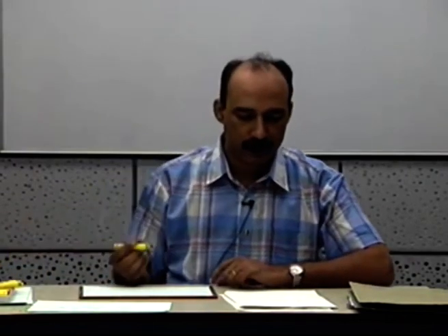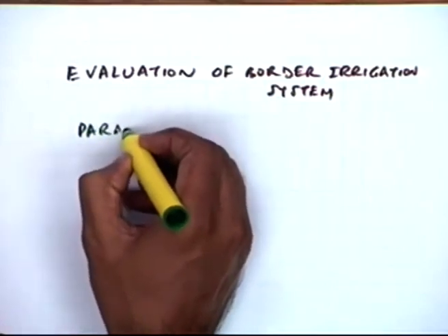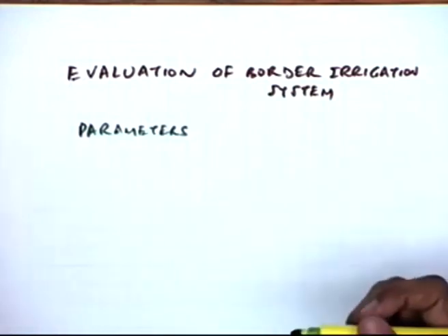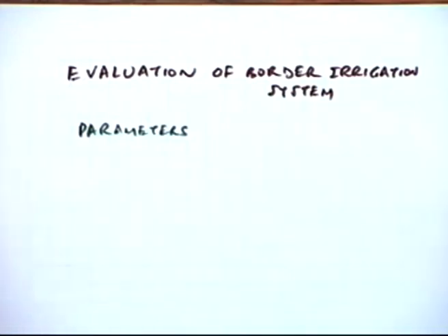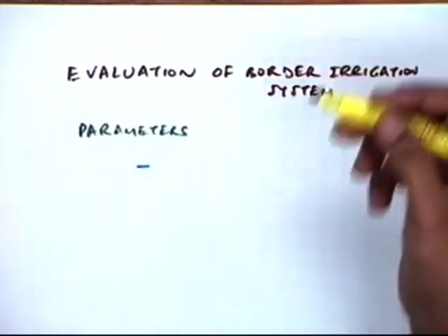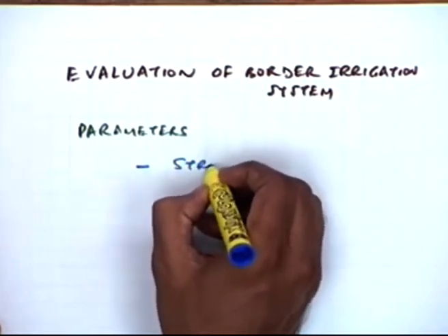So let's try to think of the various usual parameters. In the case of border irrigation systems, what are the various parameters which can be evaluated through this evaluation procedure, or which you, as a user, might be interested in? These parameters can range; there is a range of these parameters. You might be interested in the stream size.